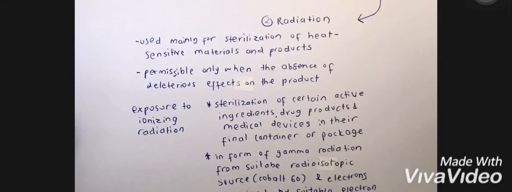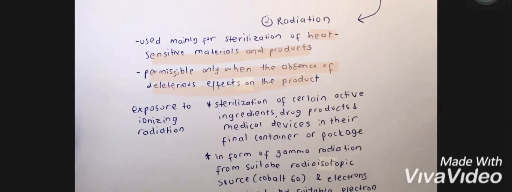Sterilization by radiation. This sterilization is used mainly for sterilization of heat-sensitive material and products. Many pharmaceutical products and some packaging material are radiation sensitive, so this method is permissible only when there is absence of deleterious effect on the product.